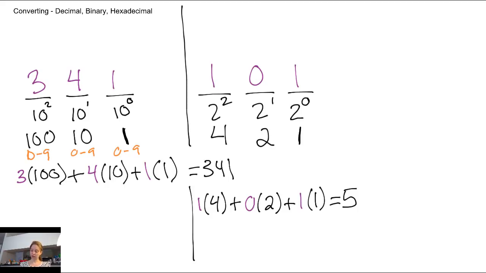Now here, there can only be 2 digits per place value. It's a base 2 number system, and the digits are 0 through 1. So each place is either 0 or 1.